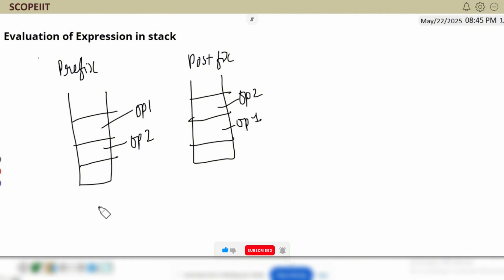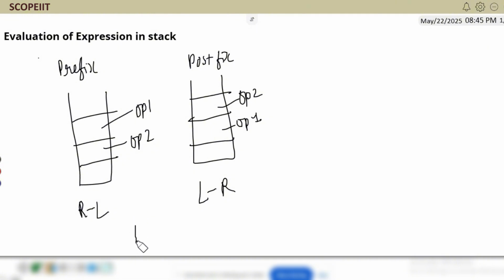And one more thing: in prefix, always solve the expression from right to left, and for postfix, solve the expression from left to right. Now, how will you identify whether the given expression is prefix or not?